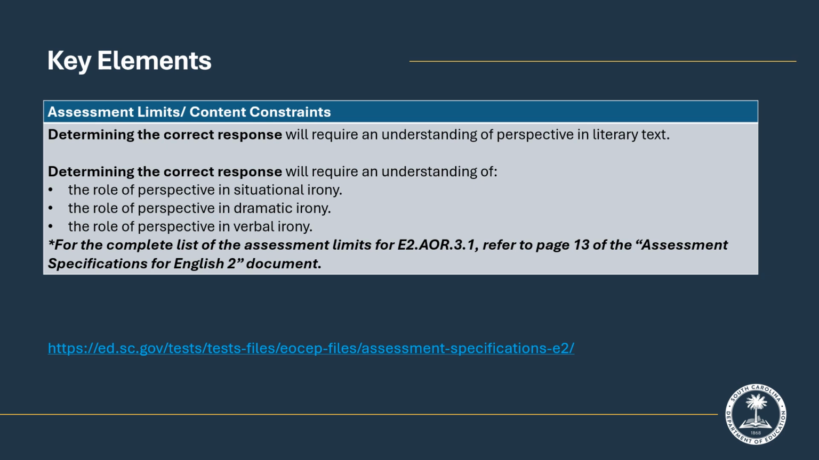The assessment specifications document also tells teachers exactly what students should know and be able to do to meet the cognitive level of the grade level indicators. Notice that nowhere on here does it say that by the end of English 2, students should be able to identify the 3 types of irony.